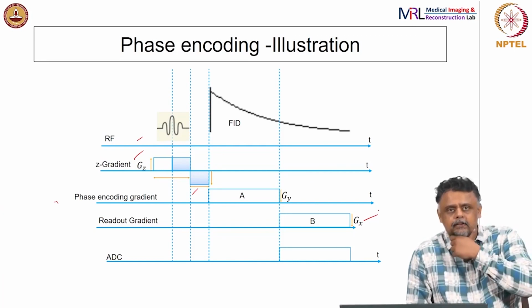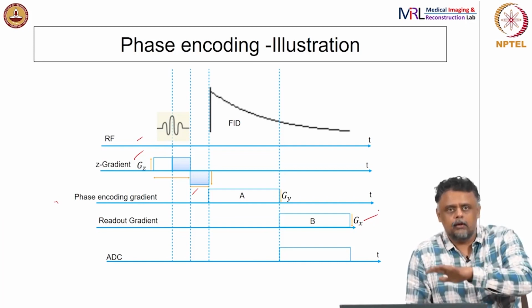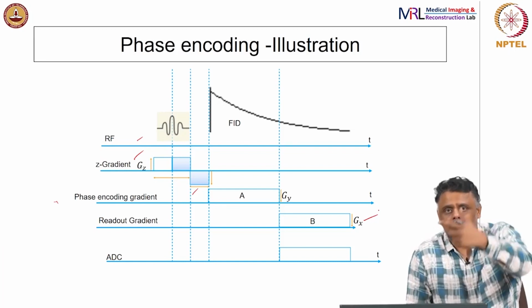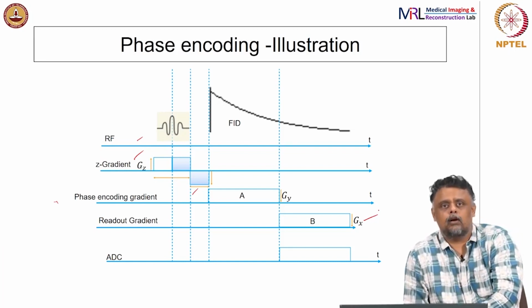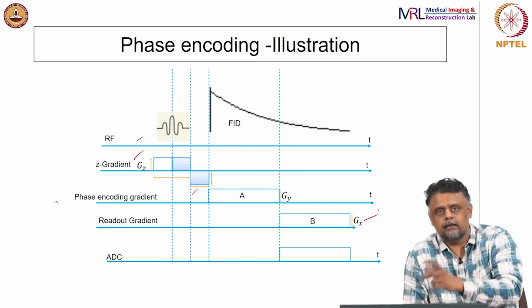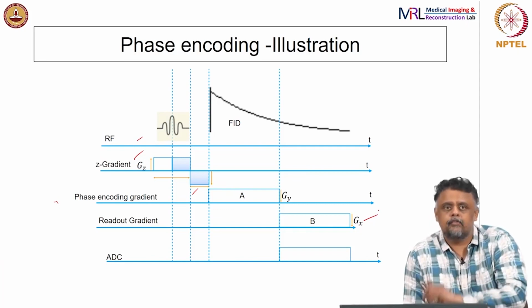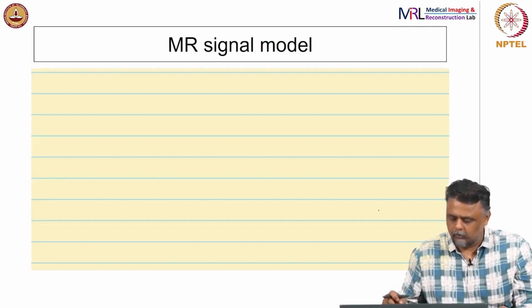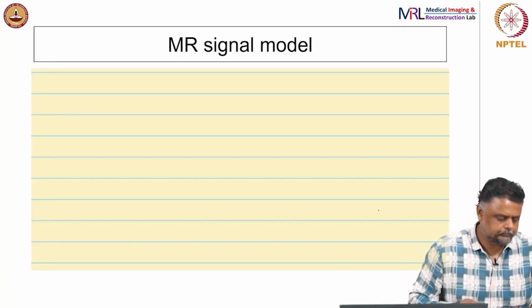So, the phase encoding gradient only does that: it gives you a position dependent phase value. Then when you do the readout gradient, when you have your gradient on as you are acquiring the data, a position dependent frequency is also added into the mix. Okay. So, that is the way that model works.